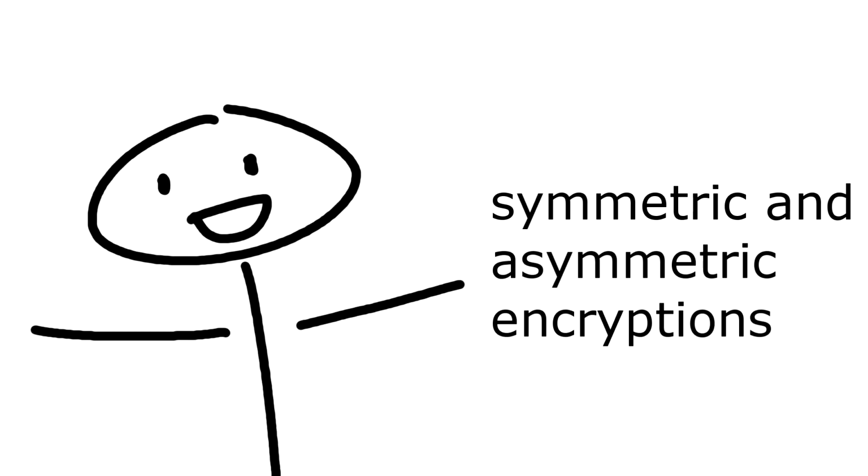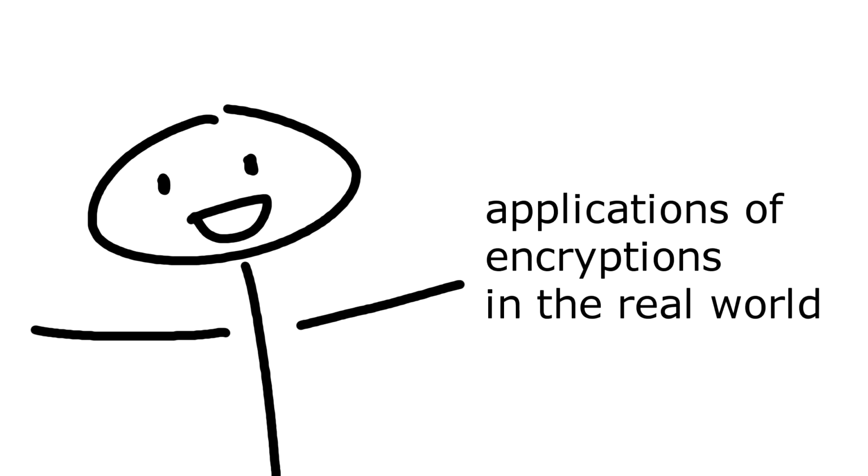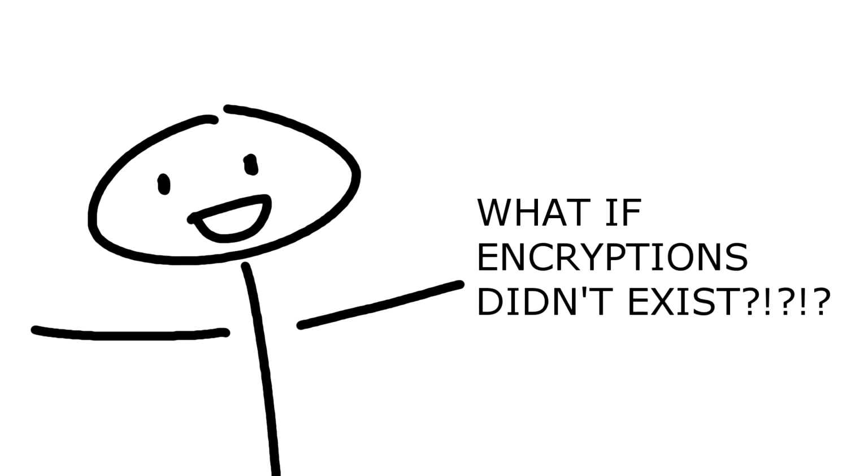We'll be covering 4 topics in this video: symmetric and asymmetric encryptions, hashing, applications of encryptions in the real world, and finally, a what-if scenario where encryptions either didn't exist or existed but were weak and useless. But before that, let's talk a little more about encryption.